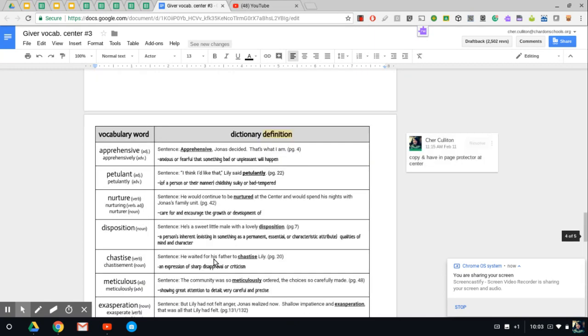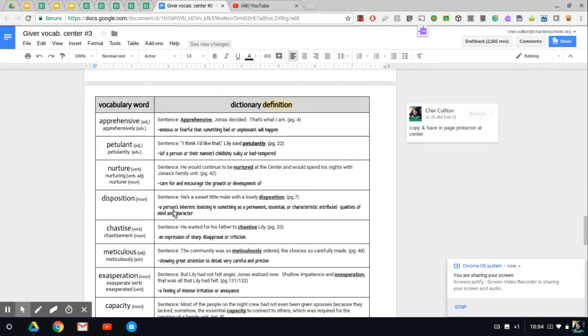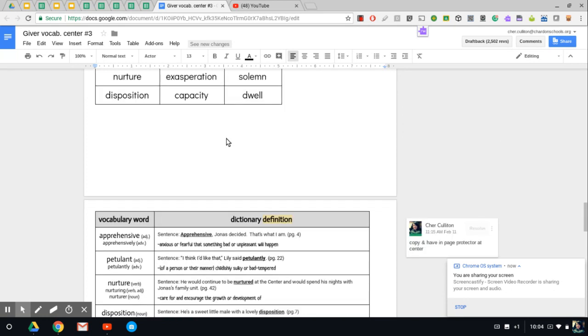Okay, so the first thing you'll need to get is a page that has all of the definitions already on it. It has a sentence from the book, it has the word, the part of speech, some uses of the word in different parts of speech. For example, here is apprehensive as an adjective, and here is apprehensively as an adverb. And then I give you a definition from Google.